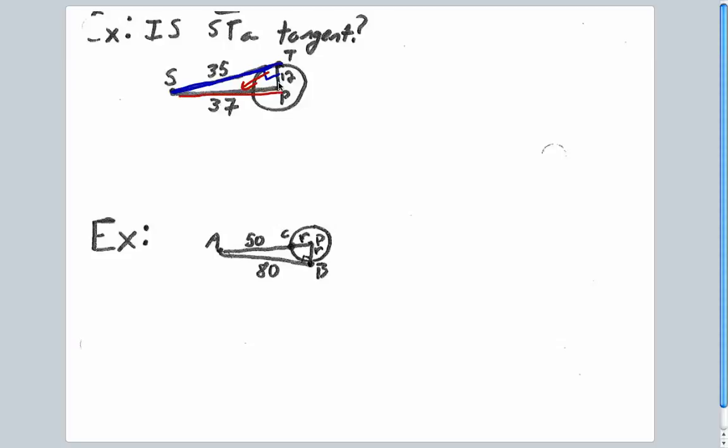Okay? So that would mean that I could use a squared plus b squared equals c squared to figure out if ST is tangent. If that is true, if the Pythagorean theorem is true, then I know it must be tangent. Let's try it. I know that c must be 37. This must be my c over here.